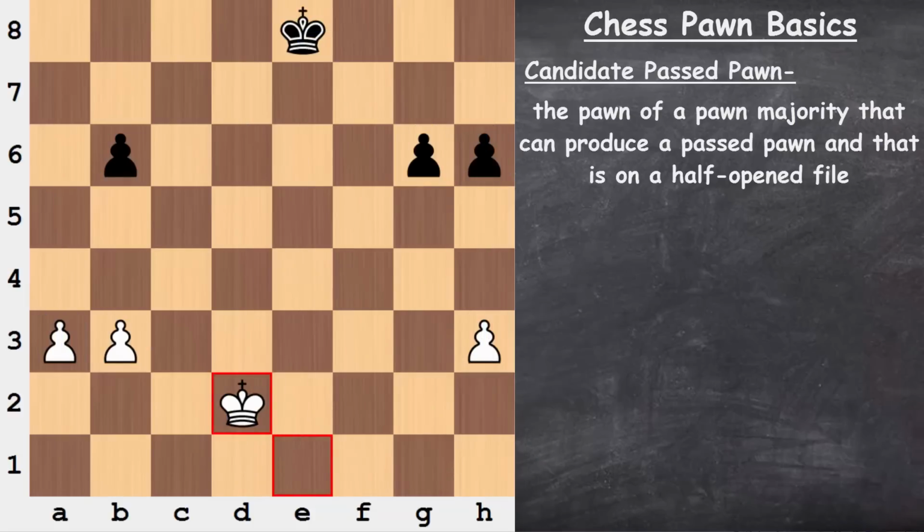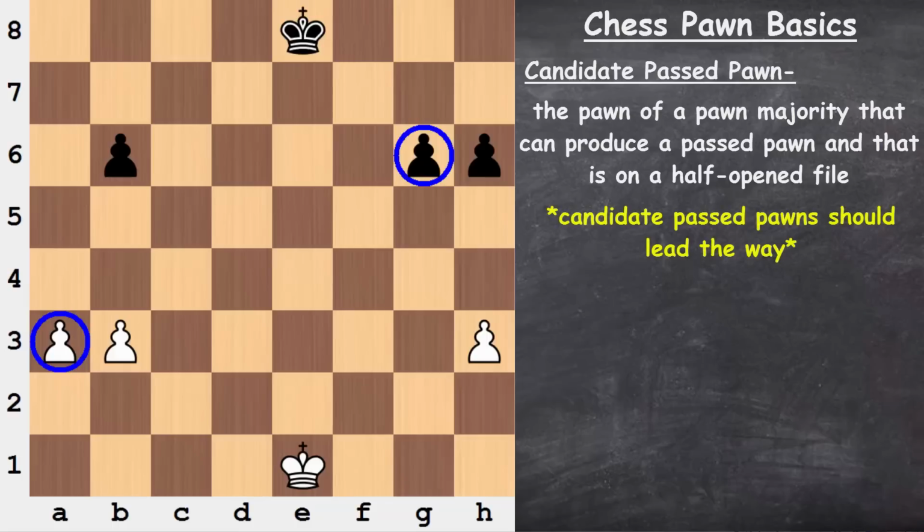Let me just clear that out. So by that definition, we can identify the candidate passed pawns. They will be this guy here and this guy here, the ones that are on the half-open files. There's a certain general rule of thumb that we can follow when we're trying to successfully advance our pawn majority like this. Again, a pawn majority that can produce a passed pawn. A general rule of thumb we can follow is that the candidate pawn should lead the way.